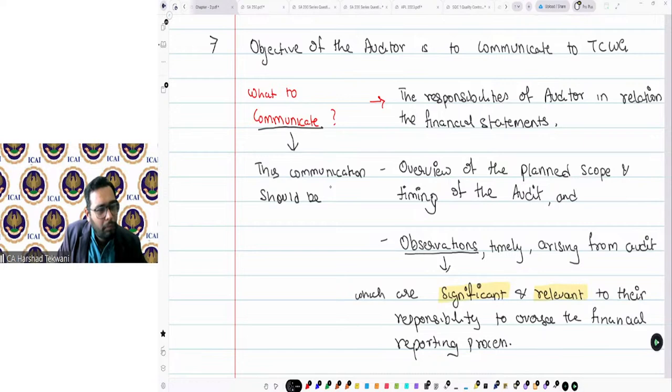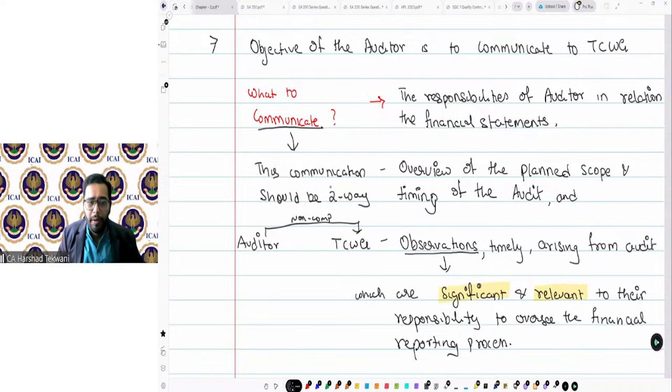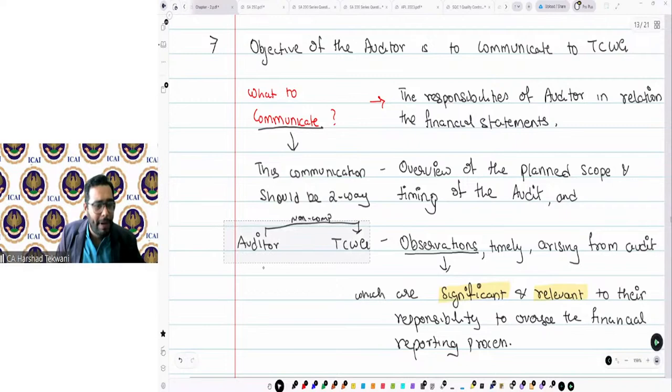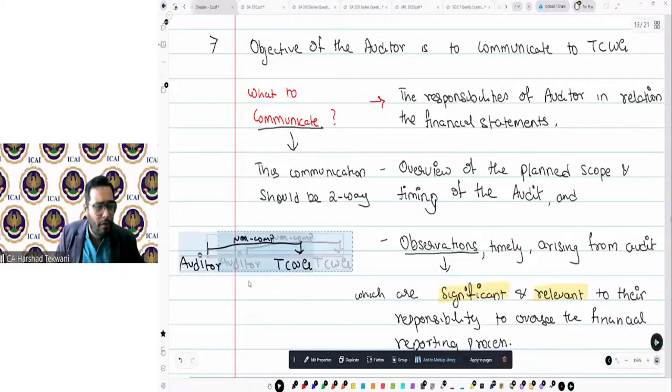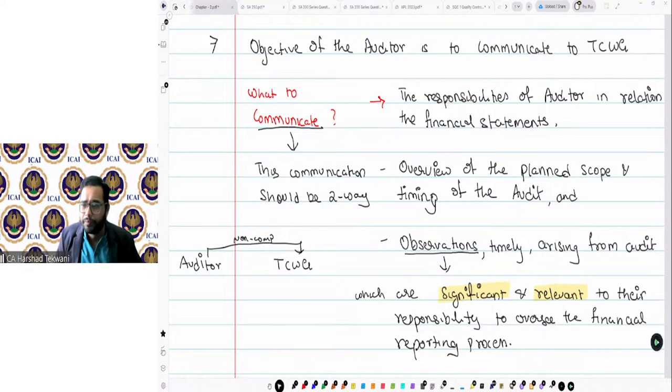Now, what is two-way communication? On one side I have an auditor, on the other side I have those charged with governance. So let's say, for example, I provided information of non-compliance. Does my role end here, that I provided the information with respect to the non-compliance, and now my role is over? Do you think my role will be over once I provide the information about non-compliance? You tell me, guys. What do you think?